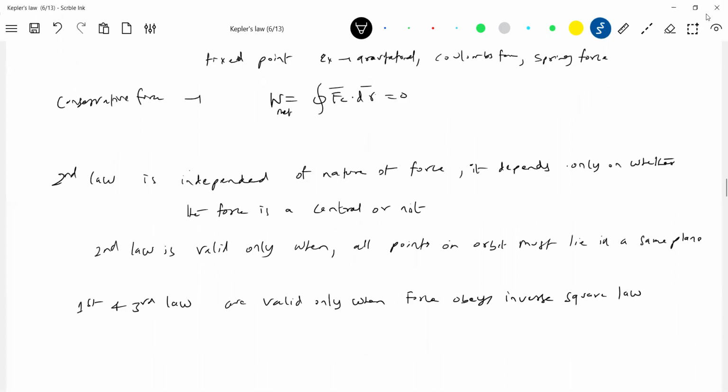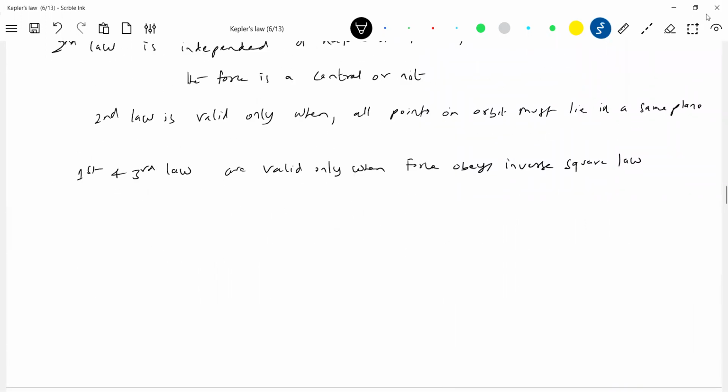Means, what is the meaning, sir? We are not understanding that second law, all points should be in that one. If this is the orbit, you cannot take an orbit like this, no? Look at these points, they lie in one plane. These points lie in a plane. So it's not possible.